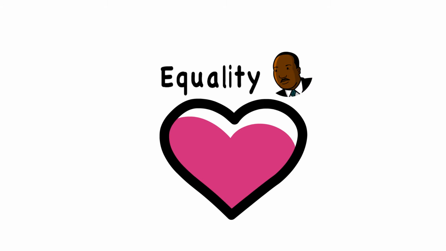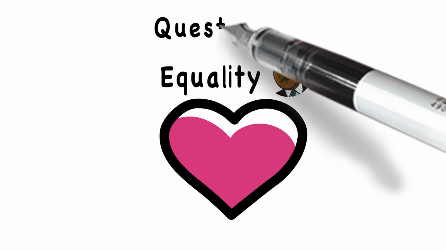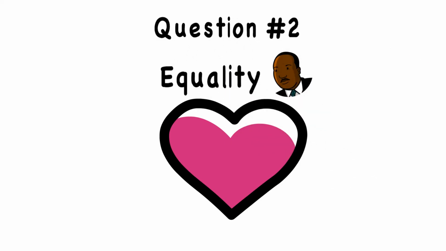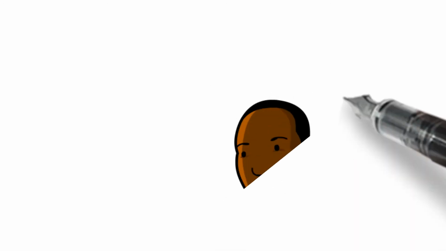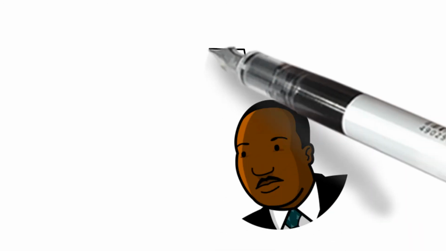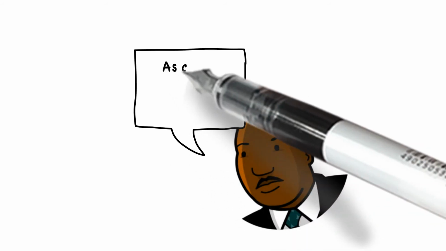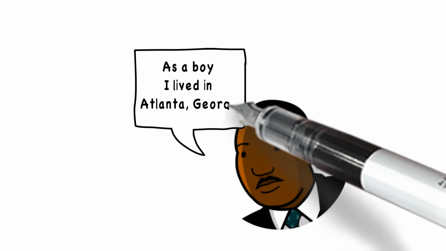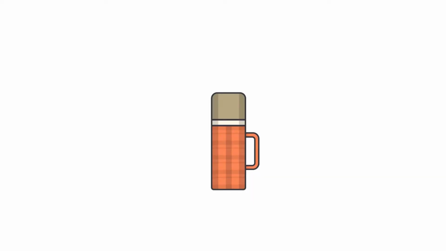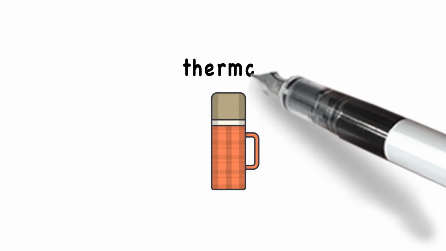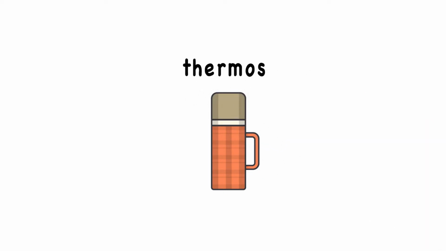So here's exploration number 2. Awesome drum roll, please. Do you think anything happened when Martin Luther King was a kid that made him want to stand up for equality? If so, give me one example from our story. Write it down on our worksheet under the thermos.